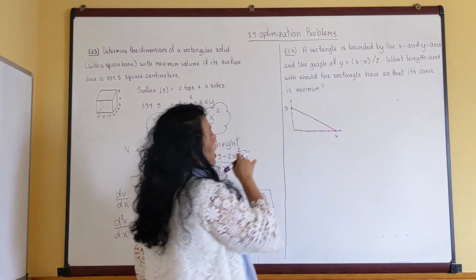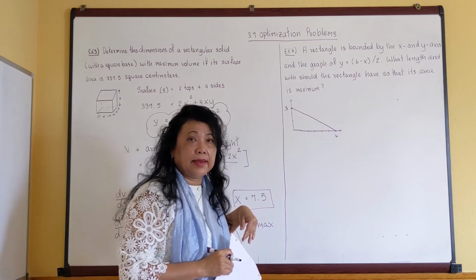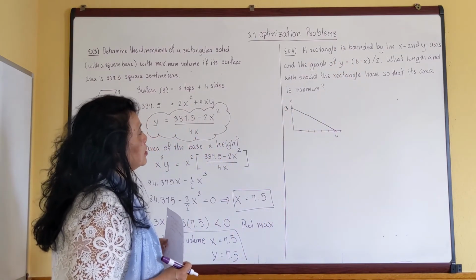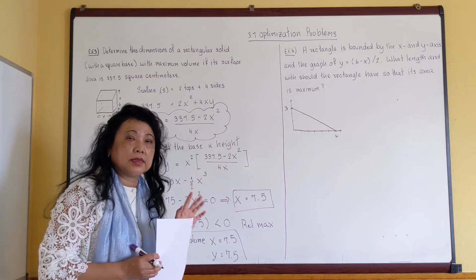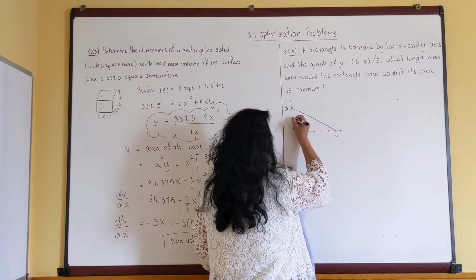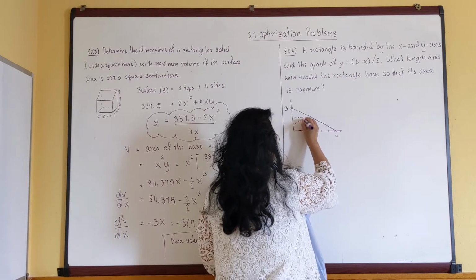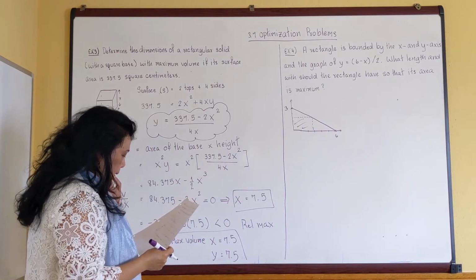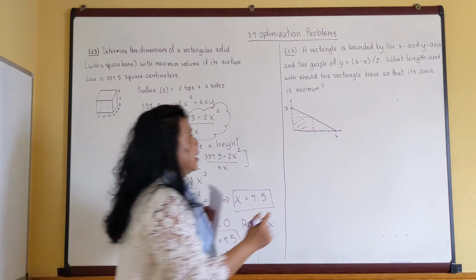So the rectangle is bound by the y-axis, the x-axis, and this line. So it's not going to go over there. And they want you to find the length and the width that give the maximum area. I don't know where it is, so let's say somewhere here. Your rectangle should be somewhere inside, not out there. So let's start from area because they want the maximum area.